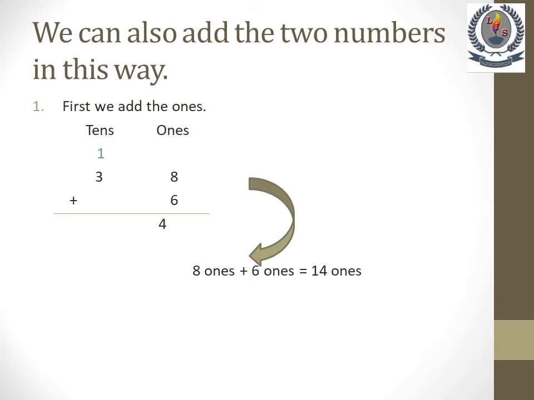Now let's try to add these numbers. We first add the ones and then the tens. When we add 8 ones and 6 ones, we get 14 ones. 8 ones plus 6 ones is equal to 14. When we have more than 9 ones, we can no longer write the ones under one column as it is. We have to write 10 ones as 1 ten.